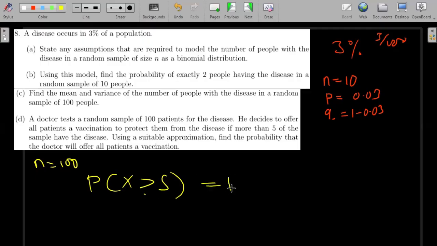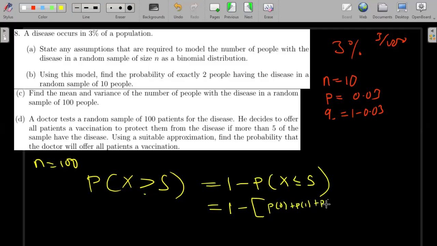So this will be the same as 1 minus the probability that x is less than or equal to 5. Here you apply the binomial distribution. So this is the same as 1 minus the probability of 0 plus the probability of 1 plus the probability of 2 plus the probability of 3 plus the probability of 4 plus the probability of 5. You find all of these the same way we did when we found the probability of 2 here.